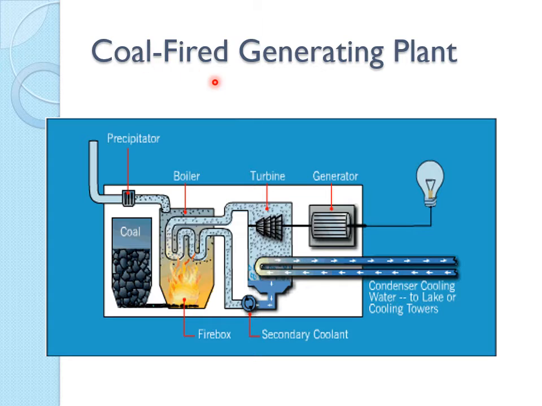This is a coal-fired generating plant. So in a coal-fired plant, they have a store of coal, and they convey it into some kind of firebox here, and they basically burn the coal to heat up water, right, which becomes steam. And so they've got a boiler here. The steam goes through and turns a turbine. The steam is recondensed using cooling water, and it goes back into the firebox.